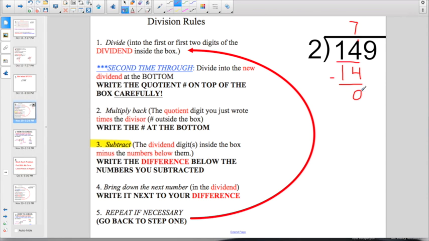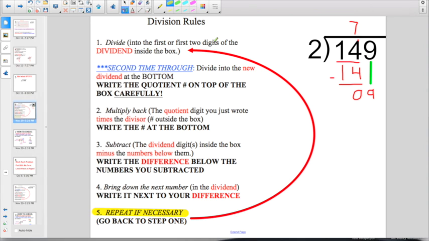Those were the first 3 steps we learned from lesson 22. There's only 1.5 more steps to worry about right now. Step 4 is saying bring down the next number in the dividend. Write it next to your difference. Write it next to your subtraction answer. Well, the next number to bring down would be this 9. I'm going to go ahead and bring that 9 straight down, and write it next to the difference. So step 5 says repeat if necessary.